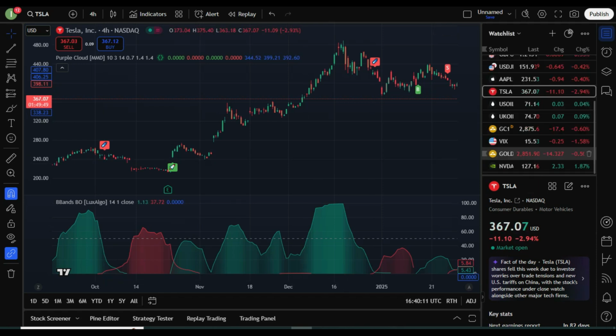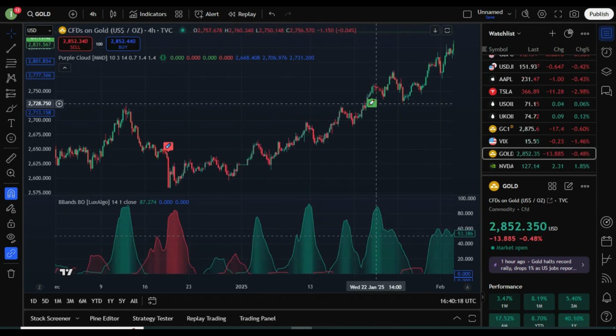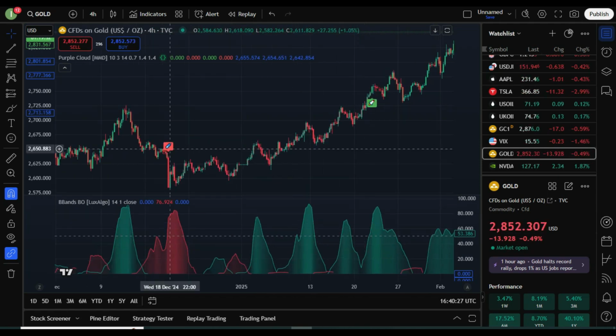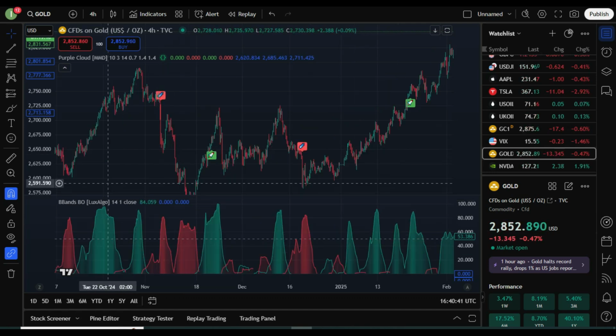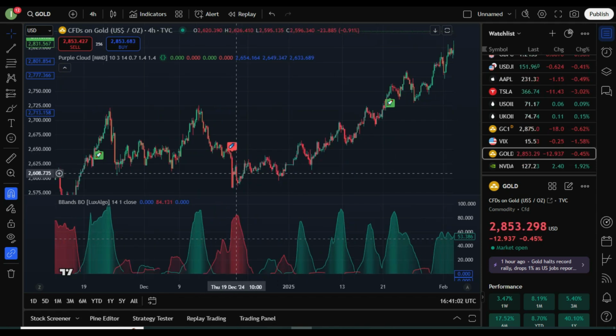Let me see how this indicator performs for gold. As you can see, we had a nice bullish setup here for gold, and a nice bearish setup again, but as you can see here, this setup is not so profitable. Let's check, for example, the last four signals. Three were very good, one was not so good. Actually, this indicator, like any indicator, will make mistakes, but it has a very good probability.